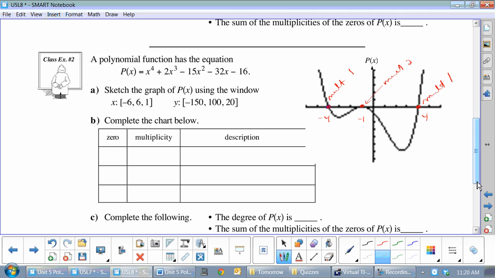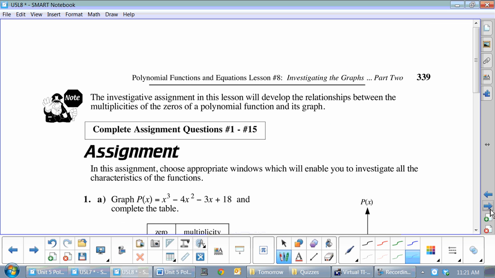Now, remember, multiplicity of 2 is your bounce, right? Multiplicity of 1 is through on both of those. And remember, your bounce is the same thing as tangent. A squiggle is your point of inflection. Does this make sense? Okay? So it's pretty fast questions. All or most of you will get your homework done in class.